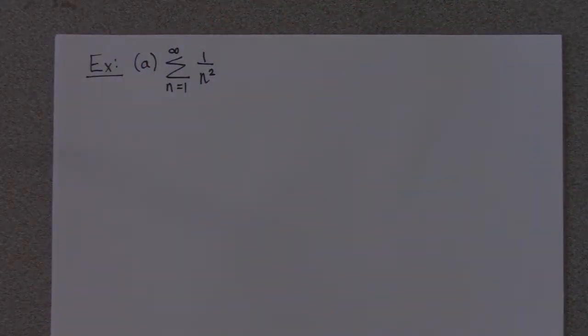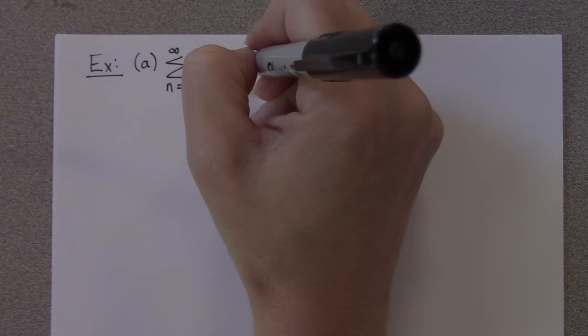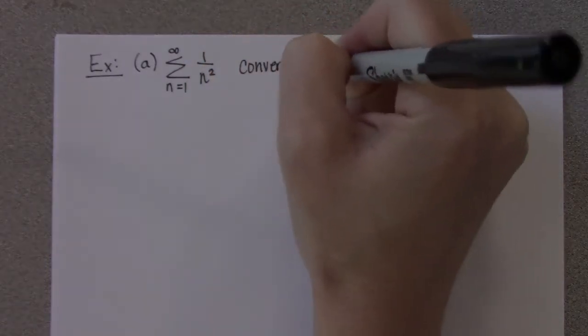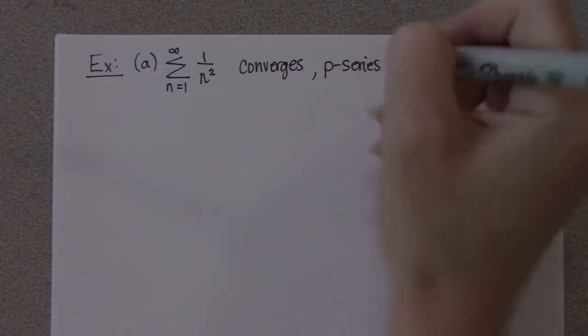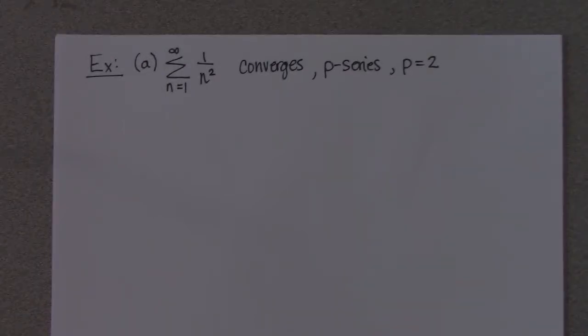So this is a really straightforward one. You should be like, that's a p-series. And here's how you would show. You can simply say, it converges because it's a p-series where p equals 2. That's all you have to do.